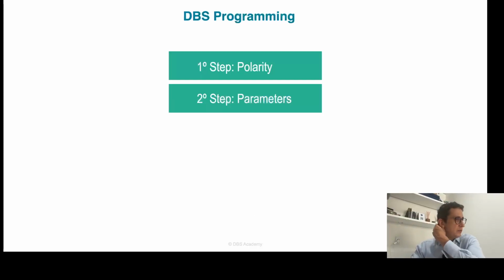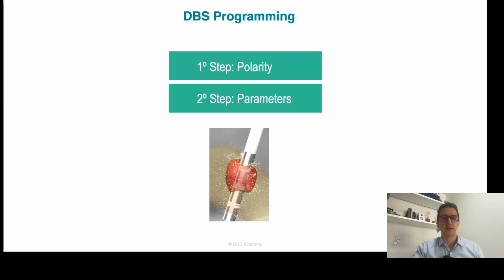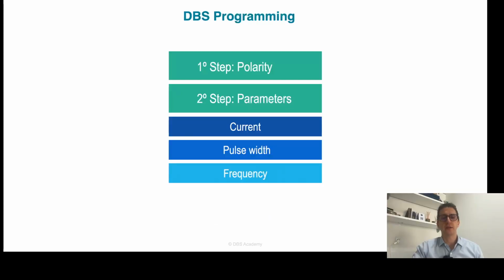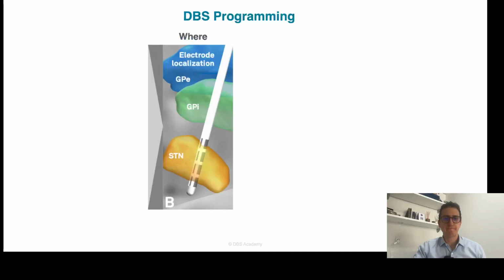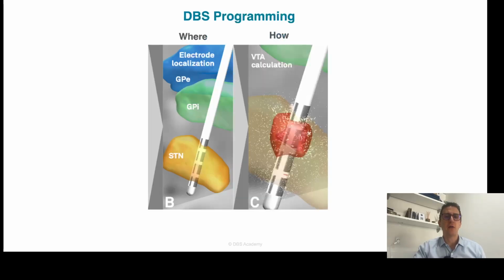And then once you know that, you have to start to work with the parameters that I'm going to discuss in the next class. So it's the way you put the current into your spot. Okay, so now we have the opportunity to work with current, pulse width, and frequency. Where I'm going to stimulate is the first thing to do, and then how I'm going to stimulate.